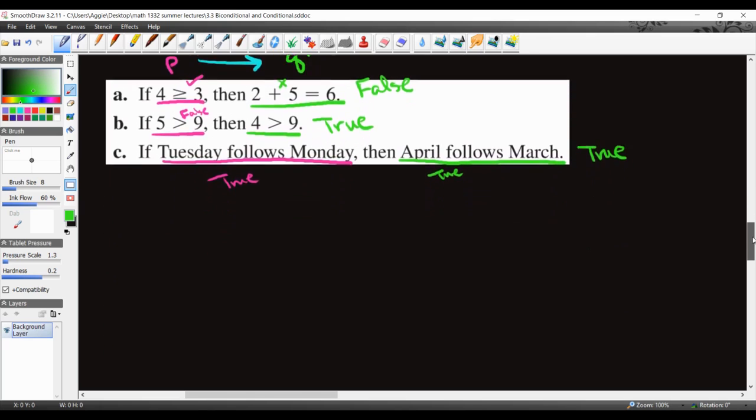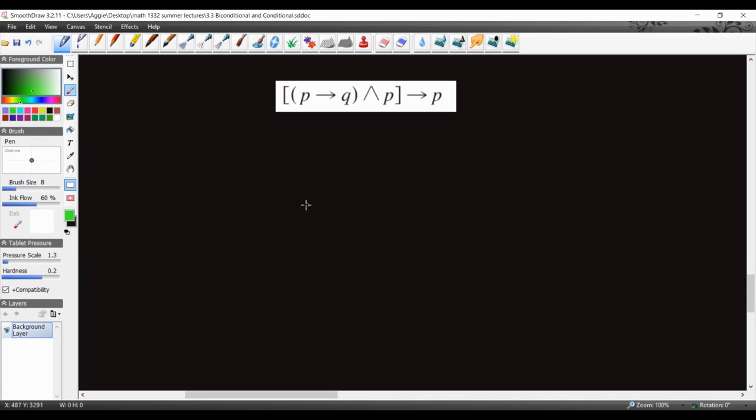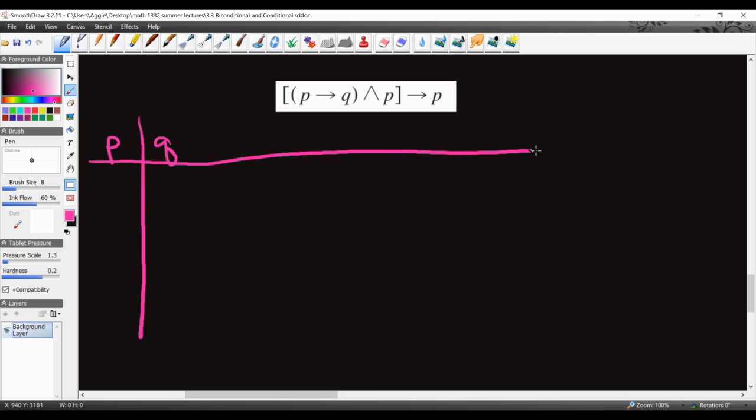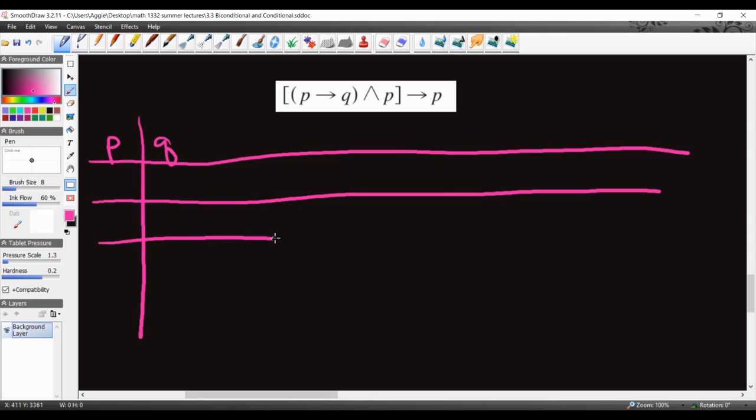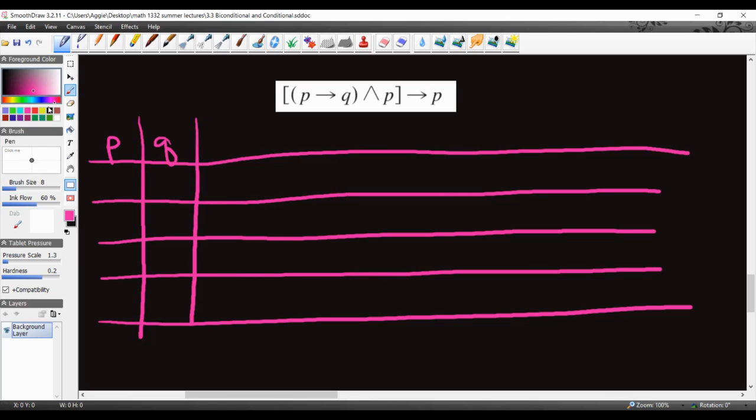All right. So I'm going to go ahead and jump into now a more complicated example. We're going to make a truth table for the following. Remember that with the truth table, we always start with P and Q. And then we go all the way across because we don't know how long it's going to be. And we're going to go ahead and do our 4 here. And we're going to fill in all the possible values for P and Q first.